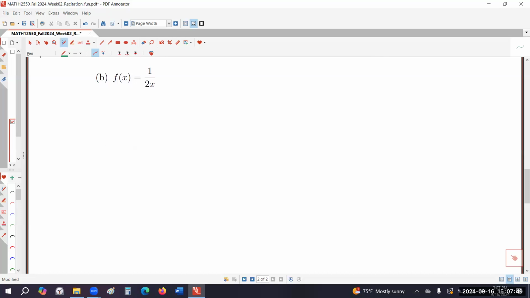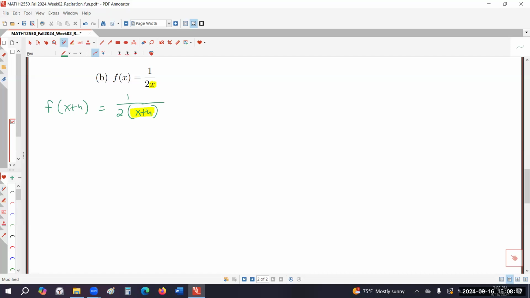Good news, this will not be in the exam. But still, it's better to know how to solve something. So we are going to do the same thing. First step, find out what is f of x plus h. So 1/2 times, instead of x, we are going to replace this x with x plus h.